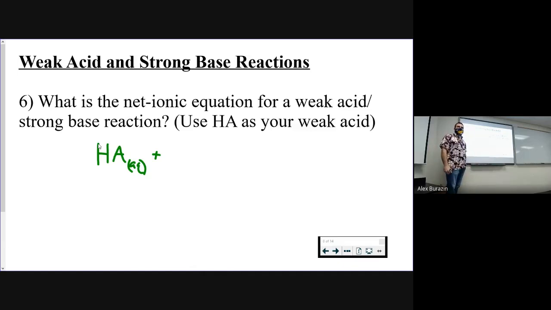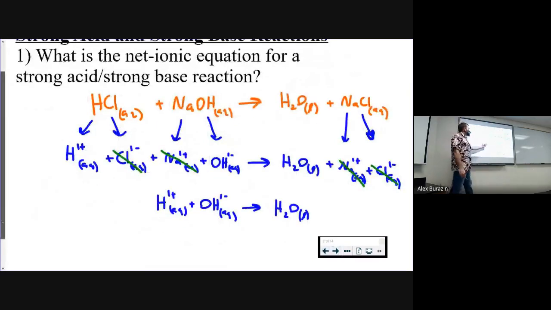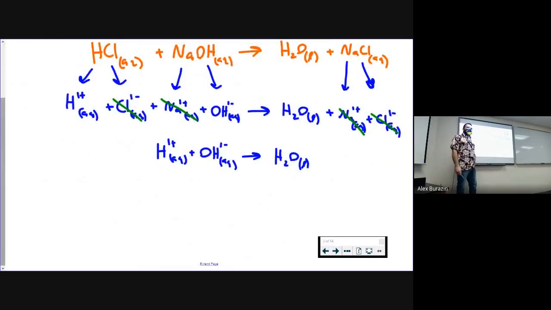What symbol do you want to use for strong base? I like that for weak base. What was a strong base in our strong net ionic? Here's my net ionic for strong. OH1 minus. When you have a strong acid or a strong base, it breaks apart. If it's a strong acid, the only part that we care about is the H1 plus. If it's a strong base, the only part we care about is the OH1 minus.